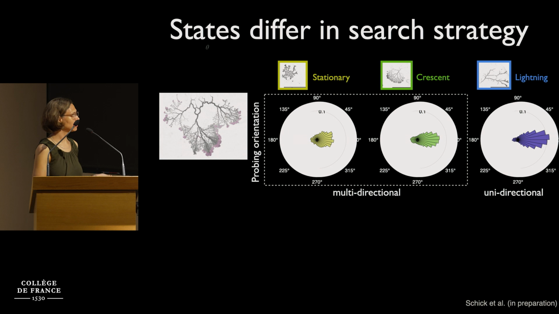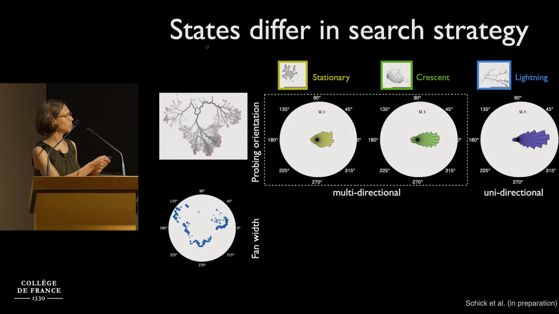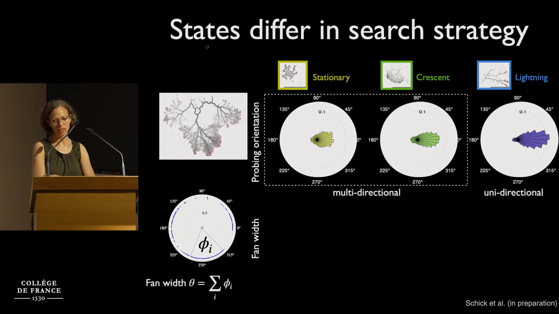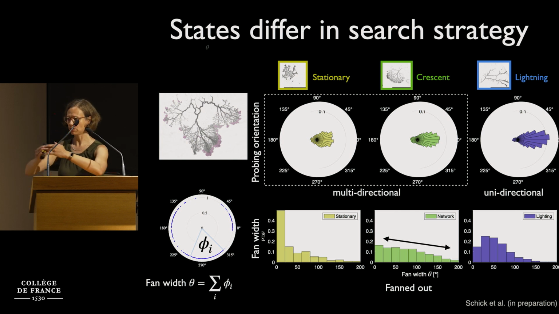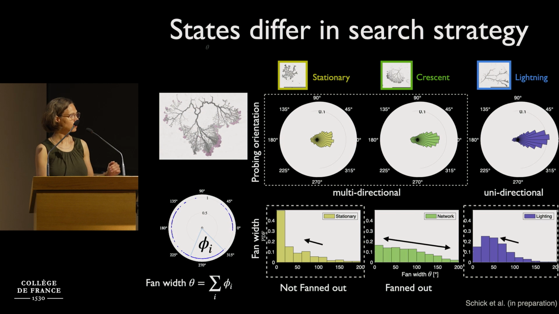And to quantify that, I want to measure the fan width. So what I do is I map out the fans in the network and I project them on a circle, and then I measure what is actually the width of this fan by quantifying the angle, which is the scanning angle of the system. And looking at the distribution of those, we see that the crescent one is actually scanning in really wide fans, which is what we see here in the inset already. But the lightning and stationary, they have very peaked distributions where they're only looking at a small angle.